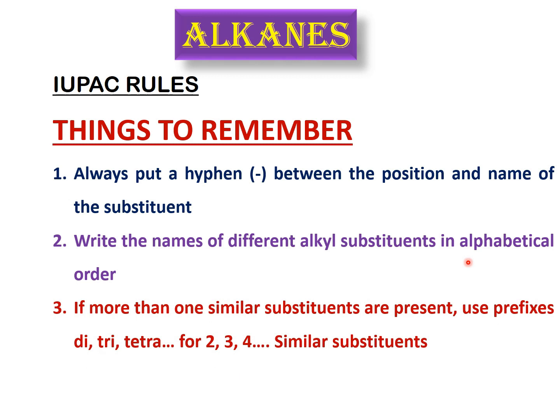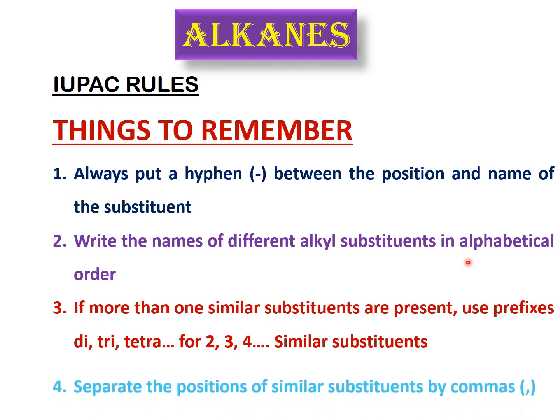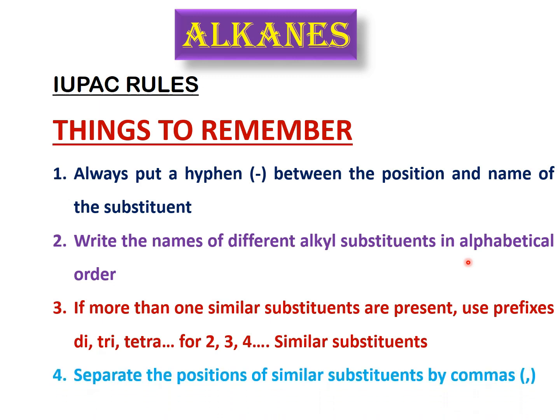If you have more than one similar substituents present in the molecule, then you have to use another prefix for those substituents like di, tri, and tetra for 2, 3, or 4 similar substituents. And you have to separate the positions of these similar substituents by comma, as I have done here, but this is not the position. These are just the number of substituents for which you have to use the prefix. But if you have more than one similar substituents, you have to separate the positions of all those similar substituents using a comma.